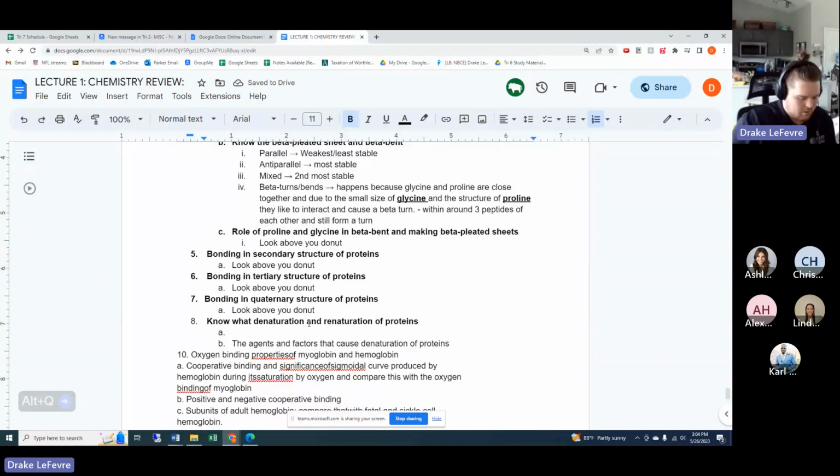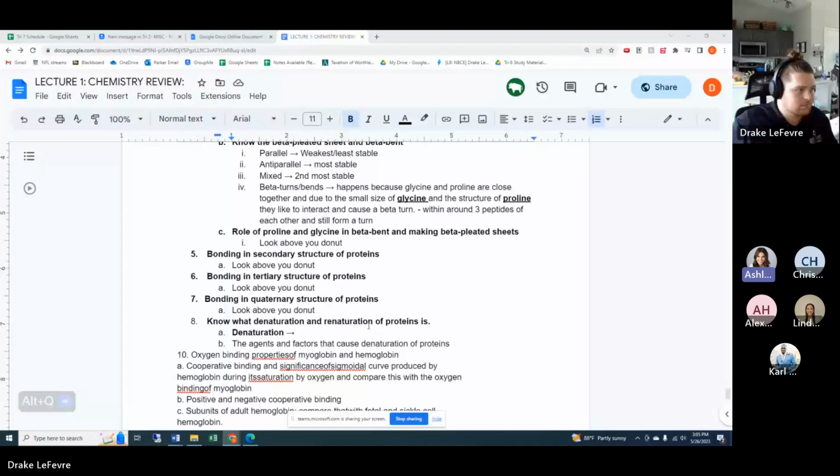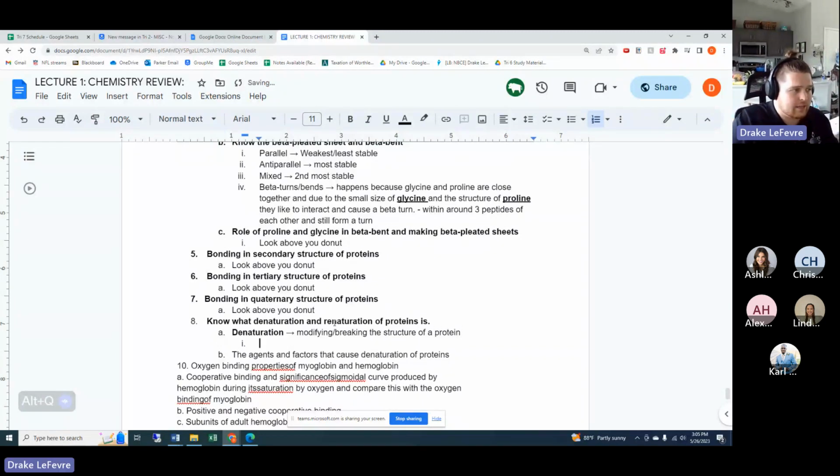Know what denaturation or renaturation of proteins is. Give me a good definition for denaturation. The unfolding of a protein due to temperature, heat, or pH. Oh, wait, temperature and heat are the same thing. Temperature, pressure, and pH. Yeah, so you can almost say it's literally modifying or breaking the structure of a protein. And some of the ways that we can do that are some of the agents and factors that cause it.